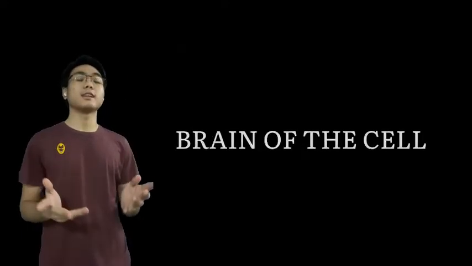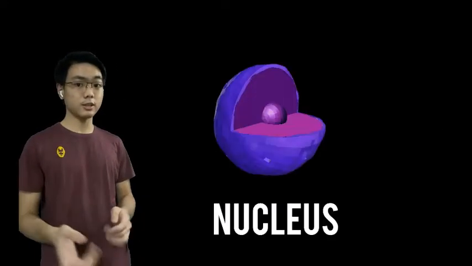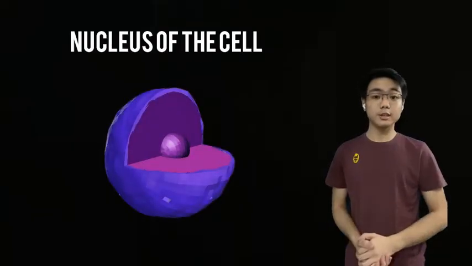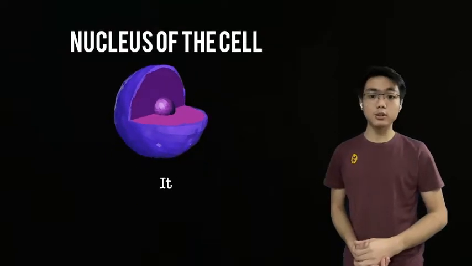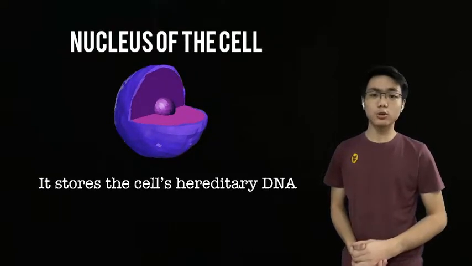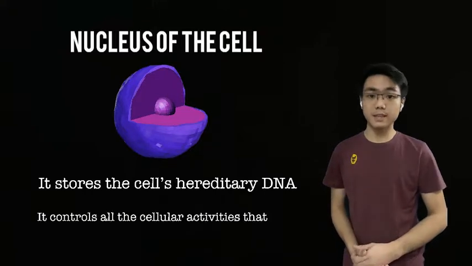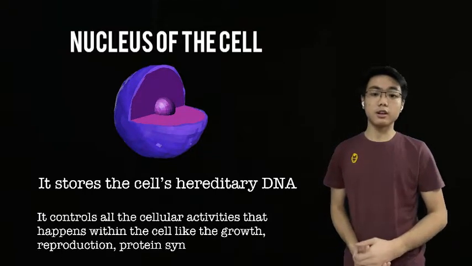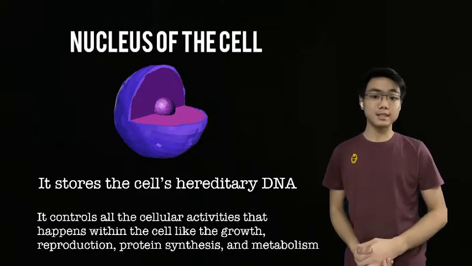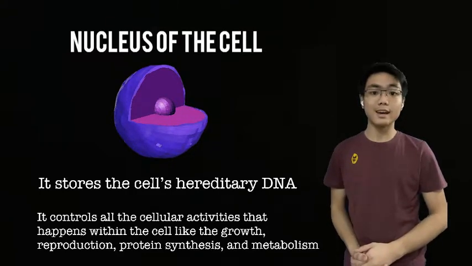So let us begin this analogy and let us start with the brain of the cell. And it is the nucleus. So for our analogy, the nucleus is none other than Captain America. Alright, I'm just kidding. Of course, it's none other than Tony Stark himself. And to those of you wondering, why? Well, the nucleus, also known as the brain of the cell, stores all of the cell's DNA, and they control and regulate all of the cellular activities that happen within the cell. These are the metabolism, the protein synthesis, the growth, the reproduction, and more.